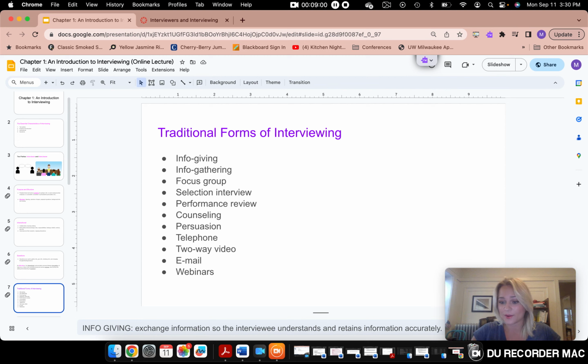And then they're going to try to push you in a direction to buy one product over another. Then the two interviews that we should talk about for the purposes of this class would be the telephone and the two-way video interview. So you guys are going to have to perform a two-way video interview for your first major interview project, which is the employment interview.